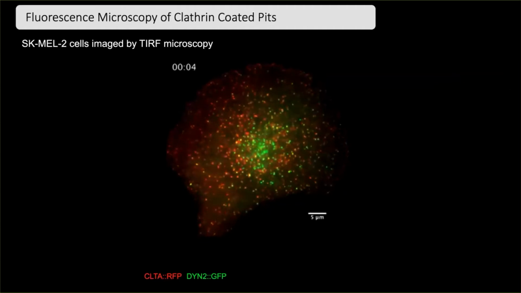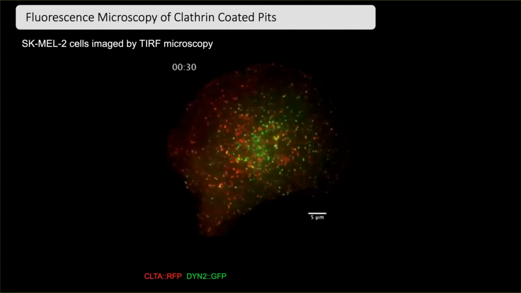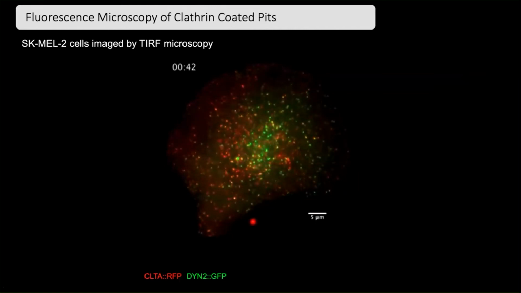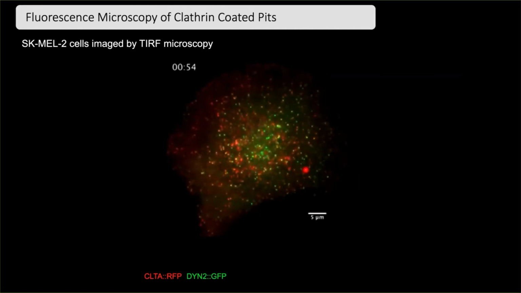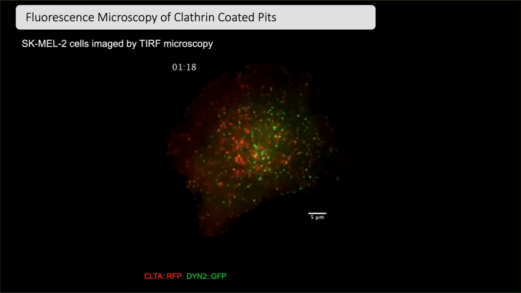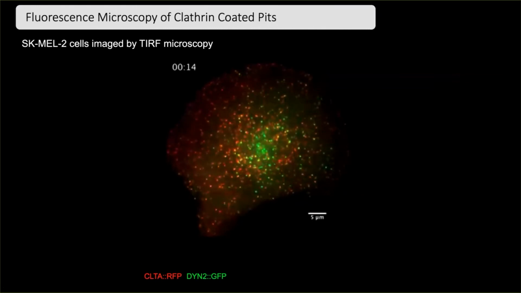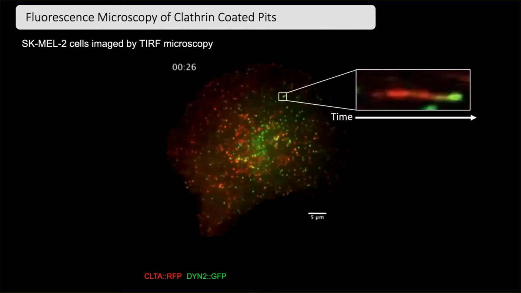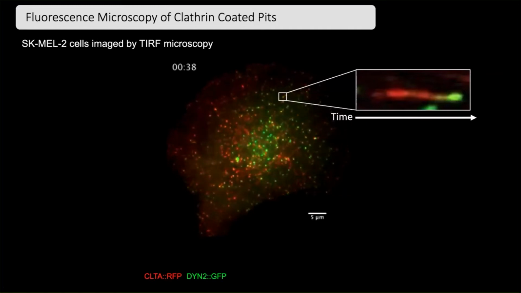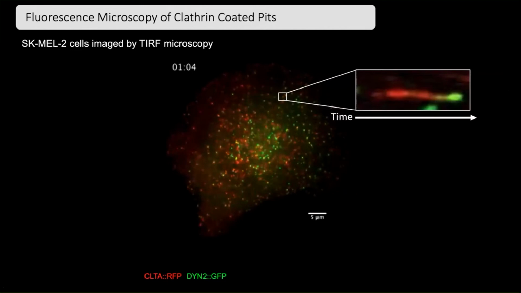Okay, so how does this relate to what I told you before? Let's take the example of endocytosis. I've already shown you this cell. It's imaged by TIRF, total internal reflection fluorescence microscopy, with two markers that I hope you remember from the beginning: clathrin, which will make this coat, and dynamin, which will remove the vesicle from the origin membrane.